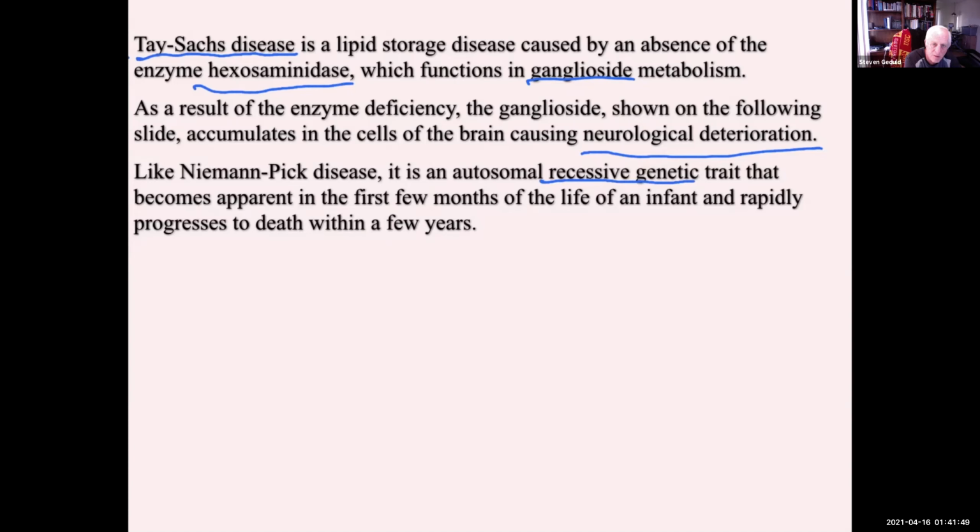It becomes apparent in the first few months of life. Like someone just said, some babies can be really fat when they're born, so you don't know if they're storing disease or not, and their diet's not developed yet. But in the first few months, the infant rapidly progresses to death within a few years.